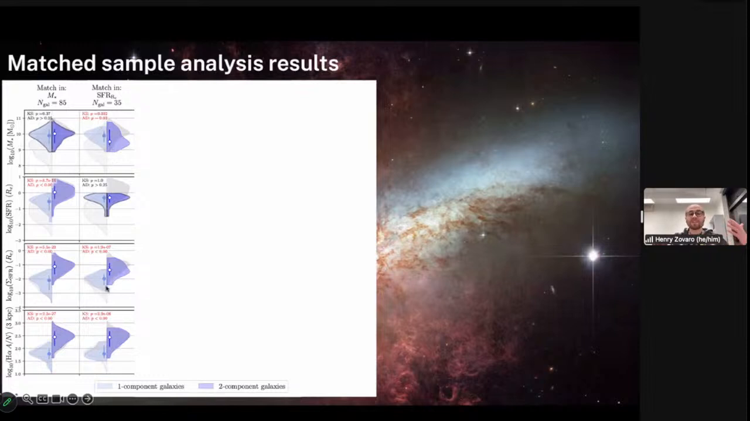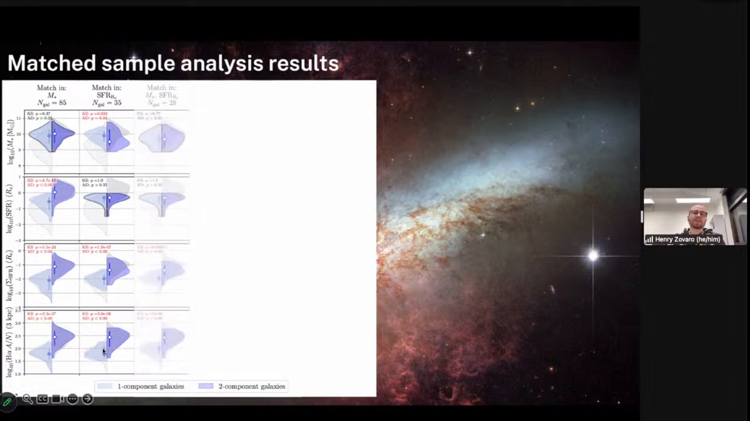We also find that, again, the star formation rate surface density is much higher. But again, also the H-alpha amplitude to noise is higher too. We can also match in multiple components at once. So if we match in both stellar mass and star formation rate at the same time, we still find that the multi-component galaxies have elevated star formation rate surface densities. And again, there is also this amplitude to noise effect.